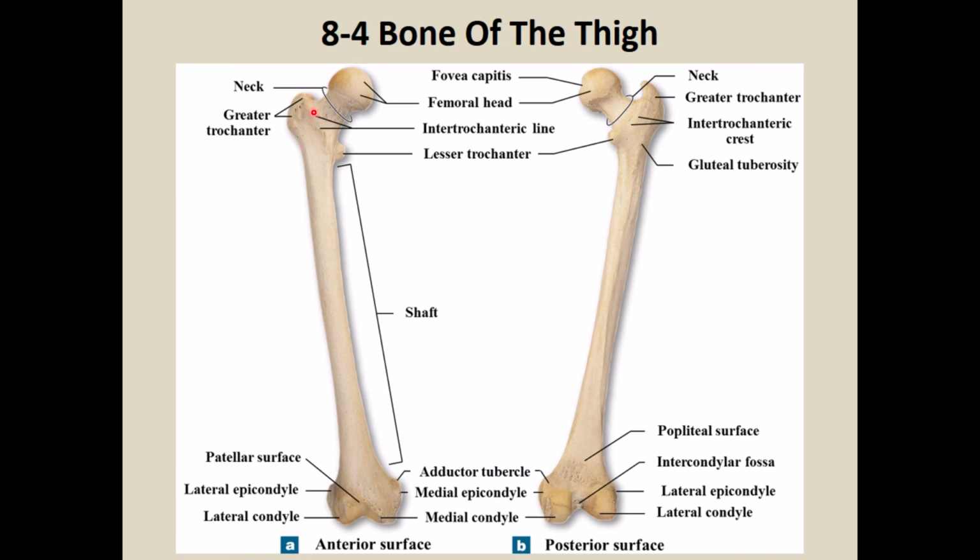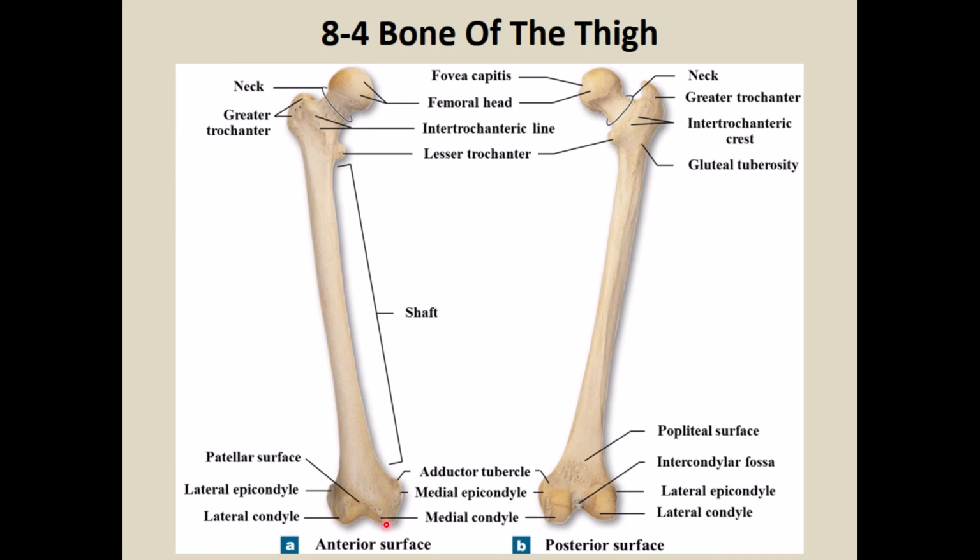There is a connection between these two trochanters. One is called the intertrochanteric line anteriorly, and the intertrochanteric crest is posteriorly. So the crest is more prominent than the line. Then this is the body or the shaft or the diaphysis of the femur. Posteriorly, you can see the gluteal tuberosity. This is where gluteal muscles attach.